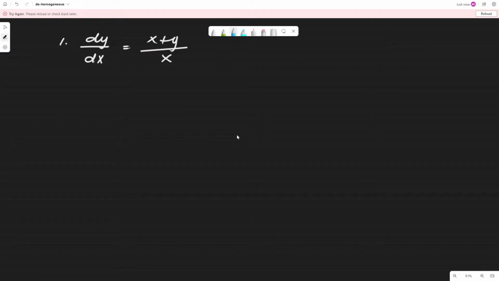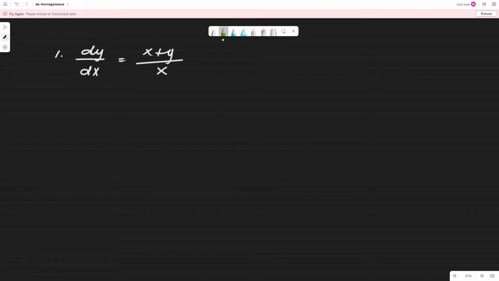dy over dx is equal to x plus y all over x. So, let's test muna if this is homogeneous or not. So, let's transform this one into x dy is equal to quantity x plus y dx. So, dalawa yung itetest natin, yung x at saka yung x plus y.